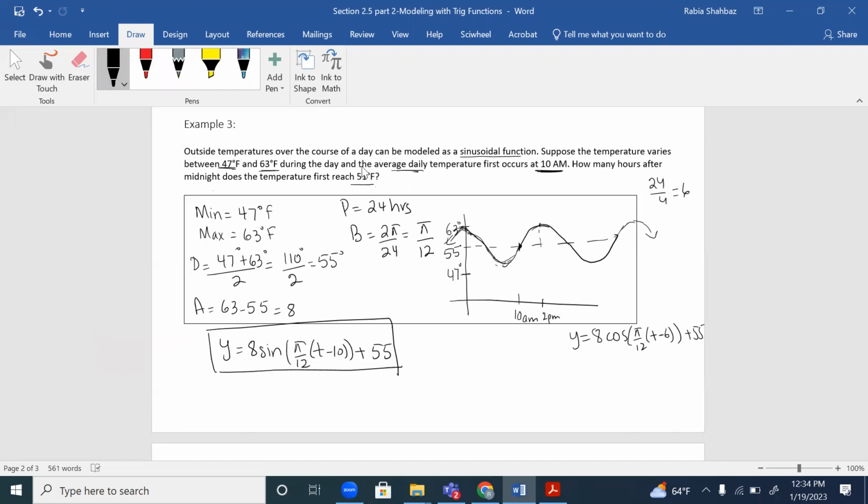So 51 degrees is below 55, so it must happen right here, right? Somewhere right here is the point that I want to figure out. I could just put 51 here for y and solve for t.